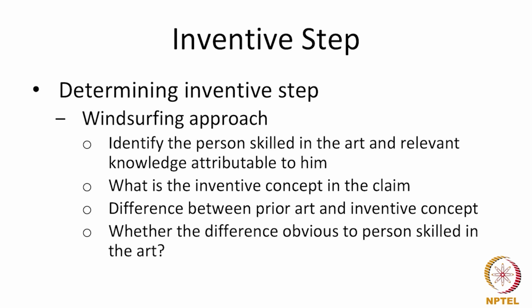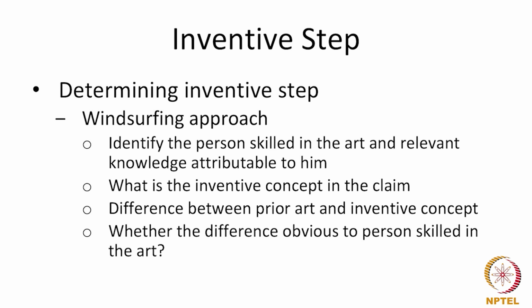Now, this was the last step even in the problem and solution approach: whether the movement from the prior art to the invention would have been possible for a person skilled in the art. If it would have been possible for the person skilled in the art, then we would say the invention is obvious. If it would not have been possible, then we would say it involves an inventive step.